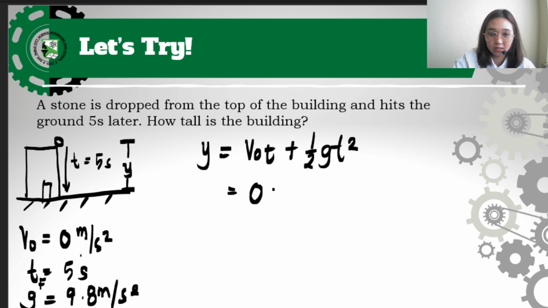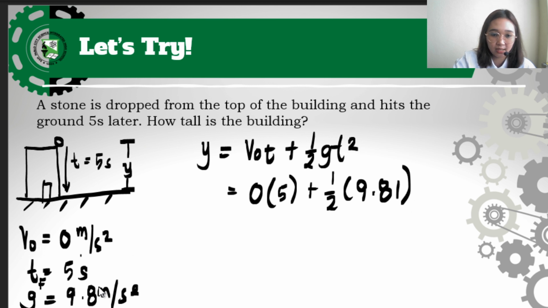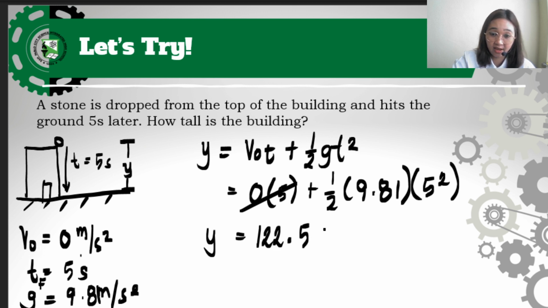So, v0 is equal to 0, the time, 5, plus 1/2, acceleration due to gravity is 9.81. Let's just use 9.81. Multiply by the time squared. So, this would be cancelled. So, the height of the building is 122.5 meters. Okay? So, that is the height.